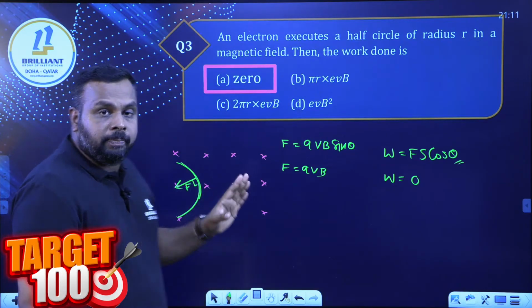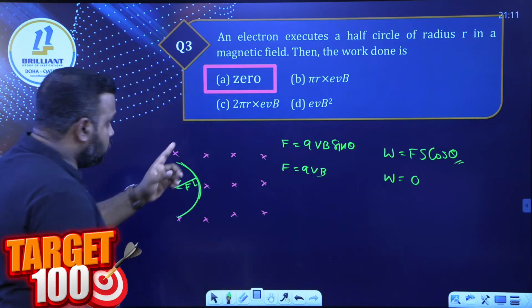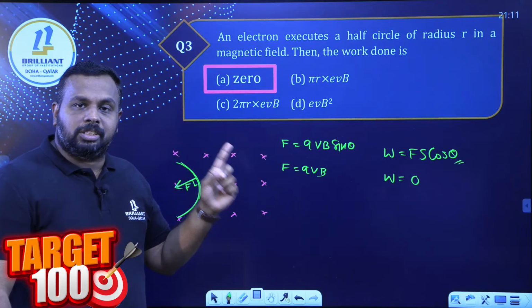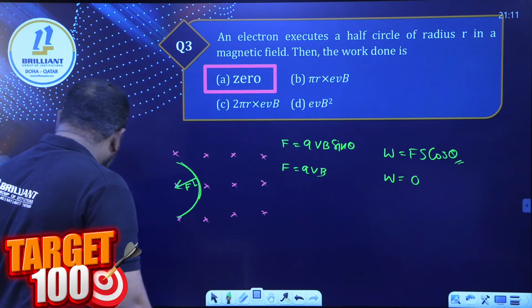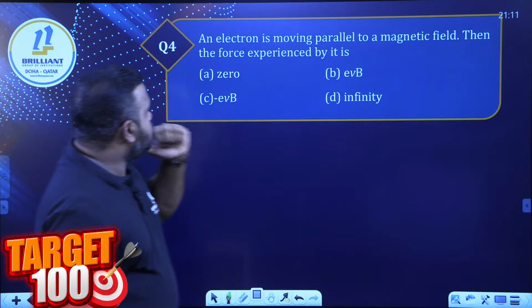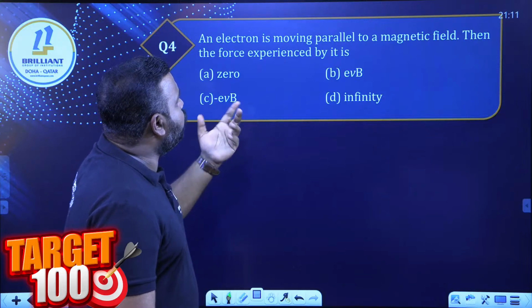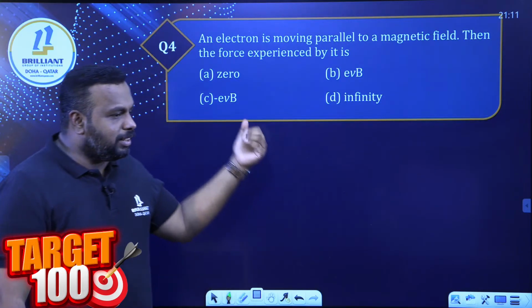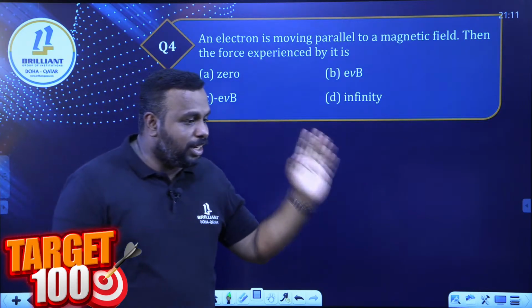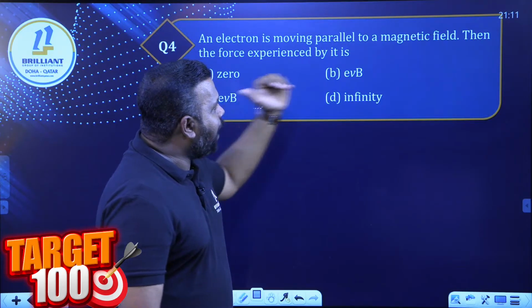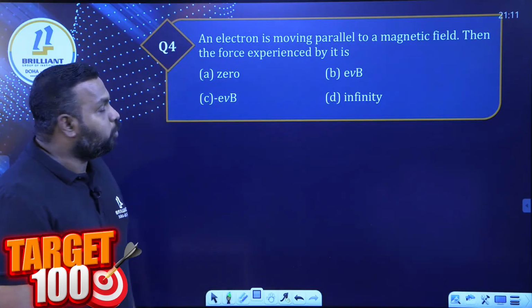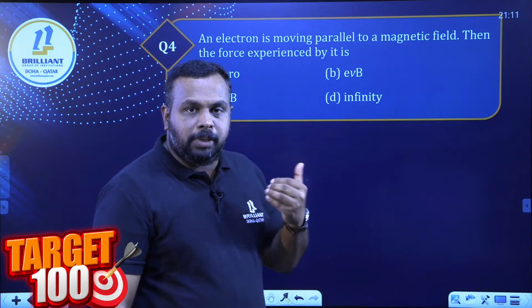This is question number 4. See, this is also from which topic? It is also from Lorentz force only. We are going to the next. An electron is moving parallel to a magnetic field. Then the force experienced by it is. I think no need of any calculation. Please comment your answers.